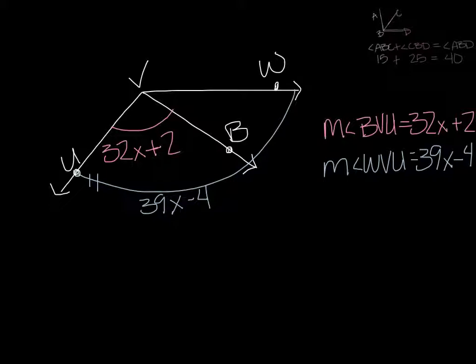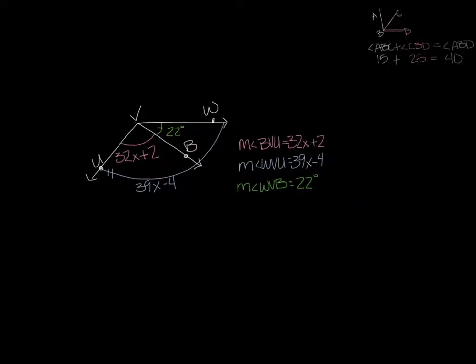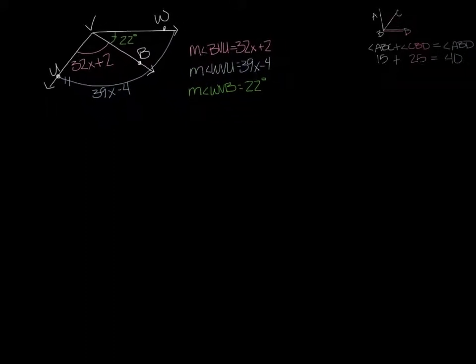And we're given information about this last angle, and that is that the measure of angle WVB is 22 degrees. So this angle here, 22 degrees. So we're asked to solve for x, but we could also plug back in and find the measure of all the angles. So I think we'll go ahead and do all of that together. So let's move this up and work through what we've got going on.